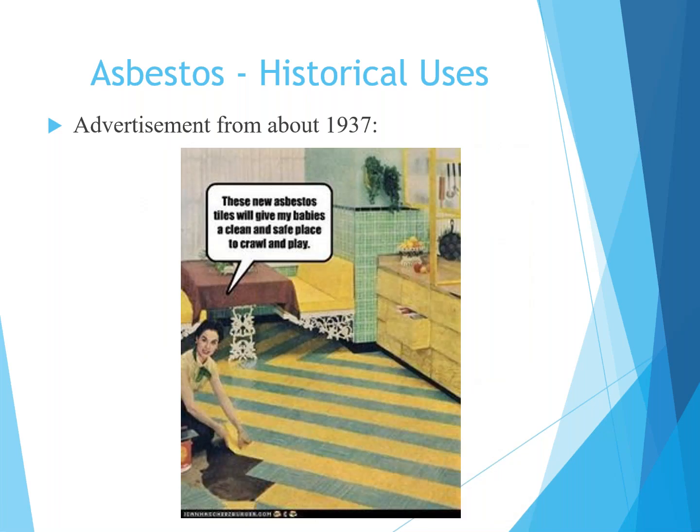Here's another advertisement from 1937. It shows a picture of a lady who says, "These new asbestos tiles will give my babies a clean and safe place to crawl and play." It's a little bit ironic. It's a little bit sad. Unfortunately, the nice thing with asbestos tiles is they were installed in such a way that they are less likely to break off and be a health concern in that way. But again, asbestos tiles, another area that we see that needs to be abated when it comes up.